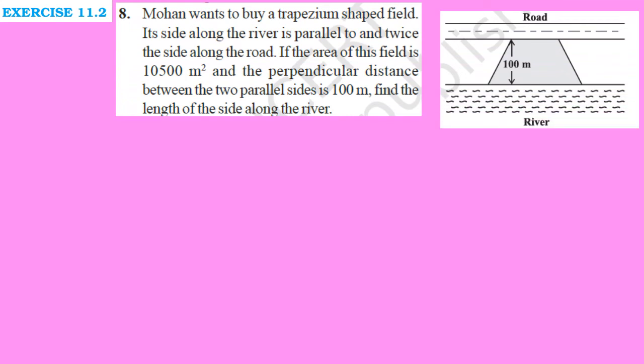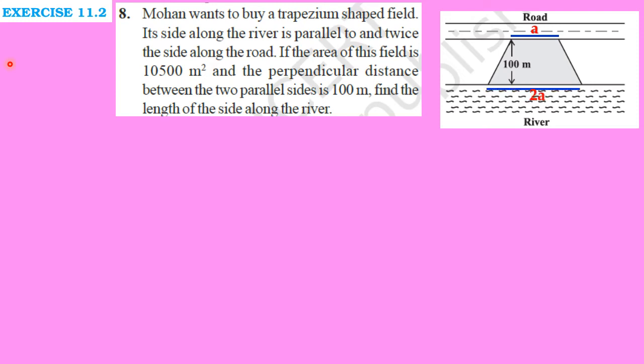Mohan wants to buy a trapezium shaped field. The figure is given. Its side along the river is parallel to and twice the side along the road. If the area is given and the perpendicular distance between the two parallel sides is 100 meter, find the length of the side along the river. So let us consider the length of the field along the road A, and it is given that the side along the river is parallel to this side along the road and twice it.